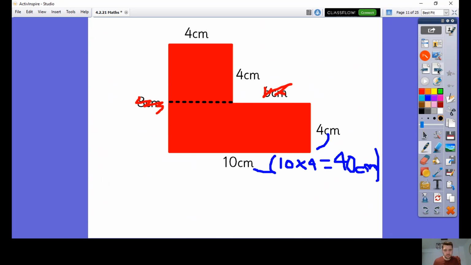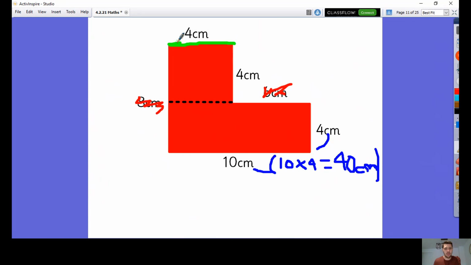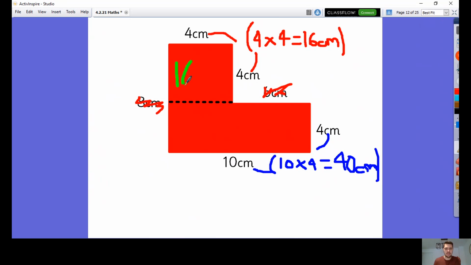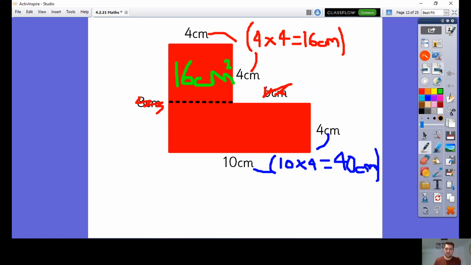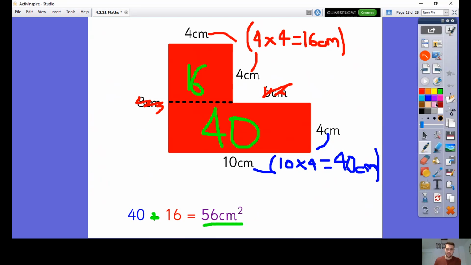Okay, moving on. Here I need my 4 going across. Perfect, that's what it is. And I need 4 going down. So now I'm working out the area of this square. 4 times 4 is 16. So this square is 16 centimeters squared. So overall, I had 40 and I had 16. So if I add those up, I get 56 centimeters squared.